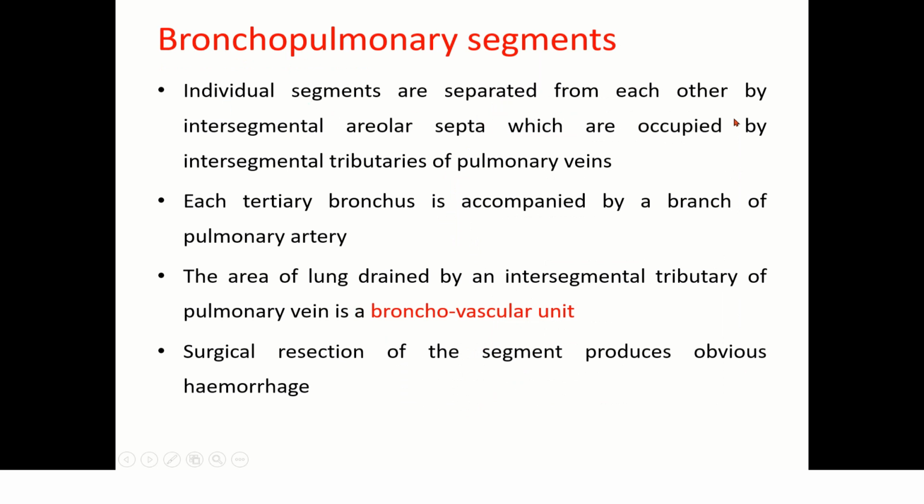Individual segments are separated from each other by intersegmental areolar septa, which are occupied by intersegmental tributaries of pulmonary veins. Each tertiary bronchus is accompanied by a branch of the pulmonary artery. The area of lung drained by an intersegmental tributary of pulmonary vein is called a bronchovascular unit. So the area of lung aerated by one tertiary bronchus is a bronchopulmonary segment, whereas the area of lung drained by an intersegmental tributary of pulmonary vein is a bronchovascular unit. Surgical resection of the segment produces obvious hemorrhage because intersegmentally there are tributaries of pulmonary vein.